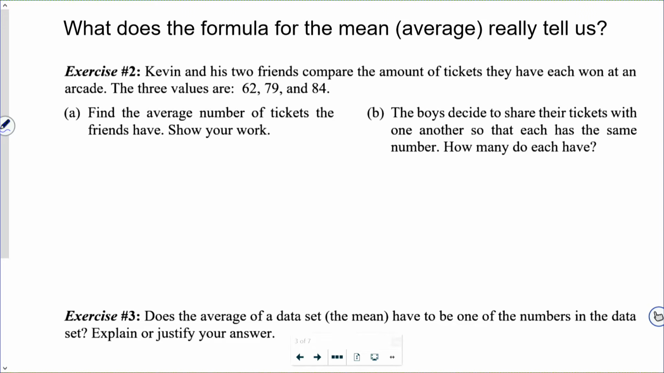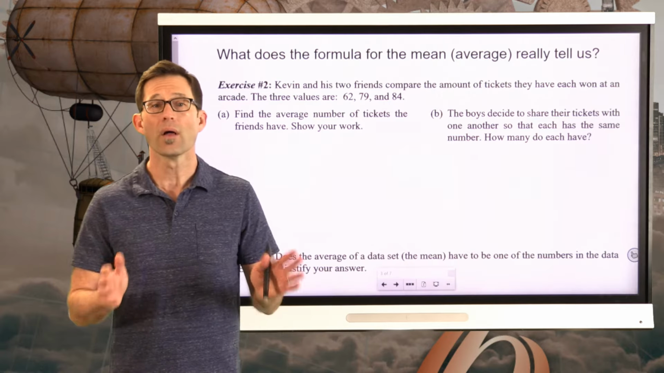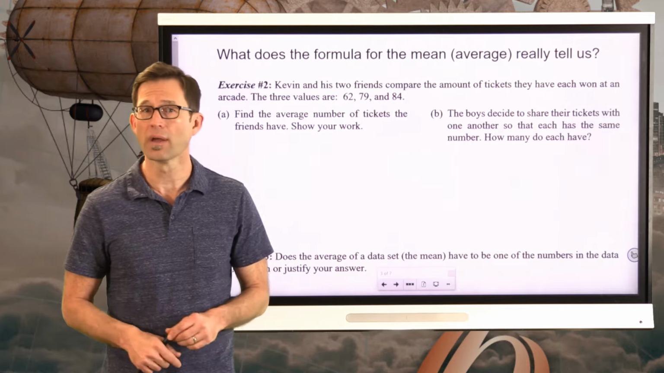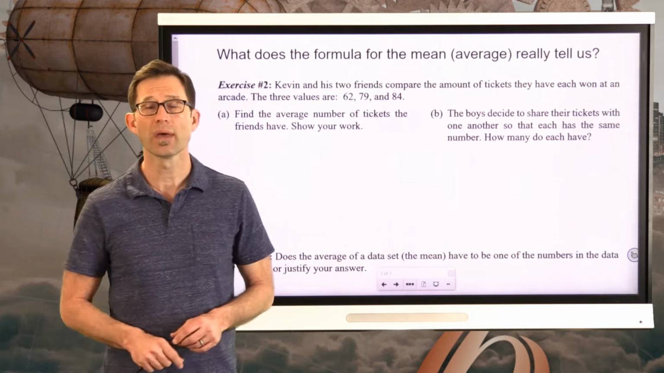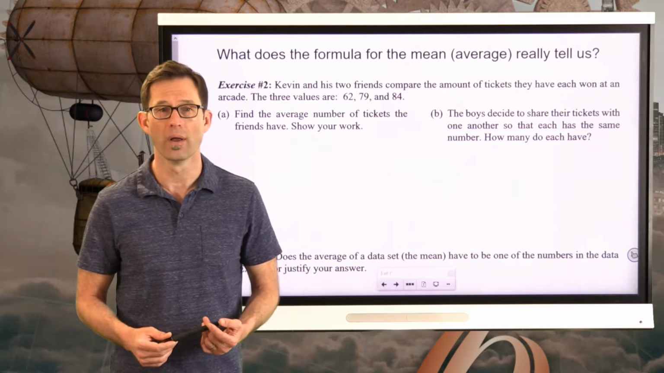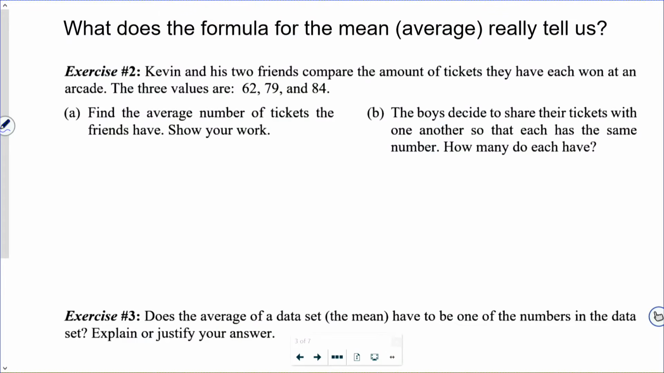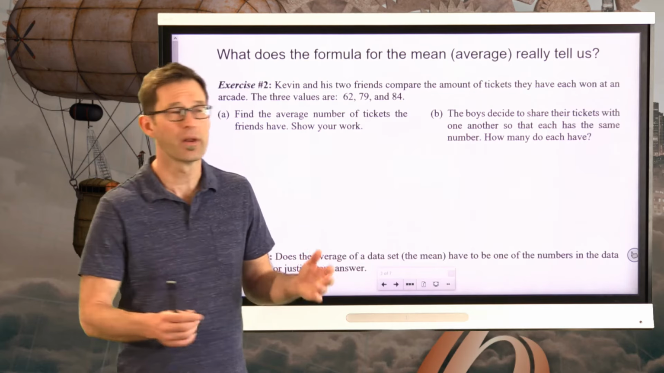Kevin and his 2 friends compare the amount of tickets they have each won at an arcade. The 3 values are 62, 79, and 84. Letter A, find the average number of tickets the friends have. Show your work. All right, well, I'd like you to go ahead and do that, right? You're going to add up all 3 of them and divide by 3. See what you get as the average number of tickets that they won.